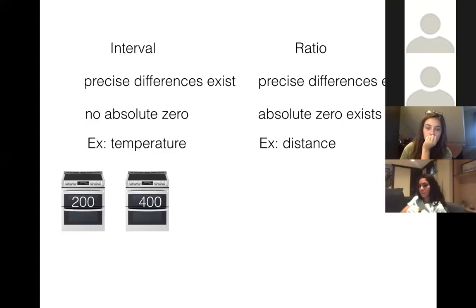You just say 10 times as far. And don't worry, I'm not going to ask you for ratios on the test. I just need you to know ratio level data is precise differences, and we have the absolute zero. That'll be enough to get you through what you need to know.